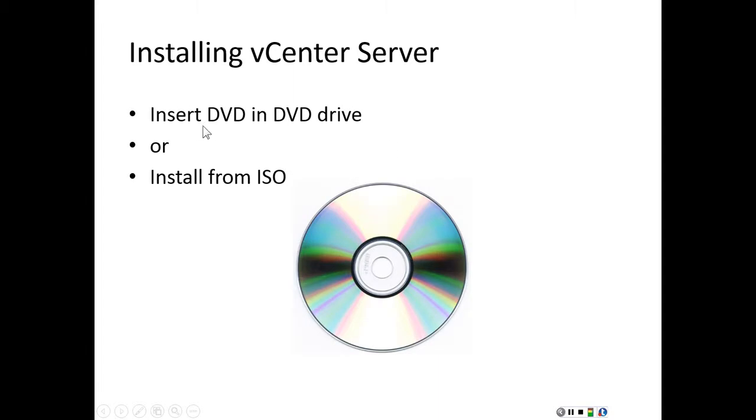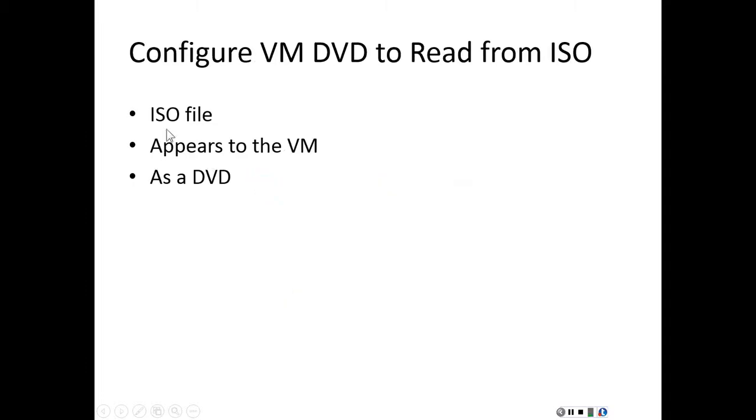When we install vCenter Server, we can either insert the install DVD in the DVD drive, or we can install from ISO. Now, an ISO is a file on the datastore which appears to the virtual machine as if it were a physical DVD. So what we're going to do is configure the virtual machine DVD to read from the ISO, which is the install file for vCenter Server.